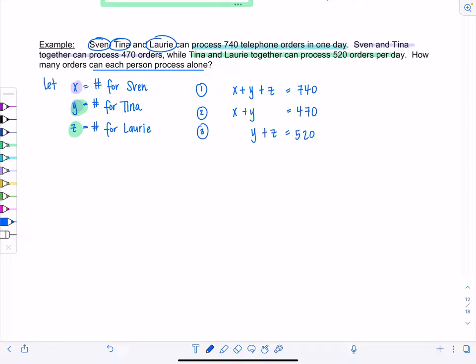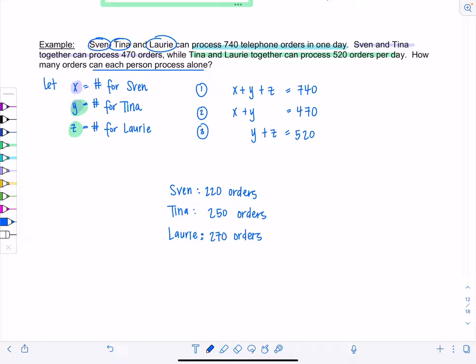And then if you work this out, the answer is Sven can process 220 orders per day. Tina can process 250 orders. And then Laurie can process 270 orders.